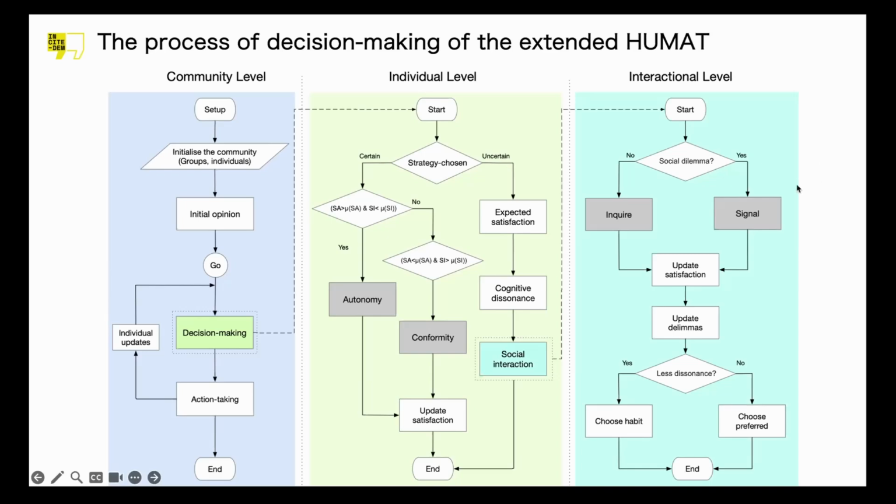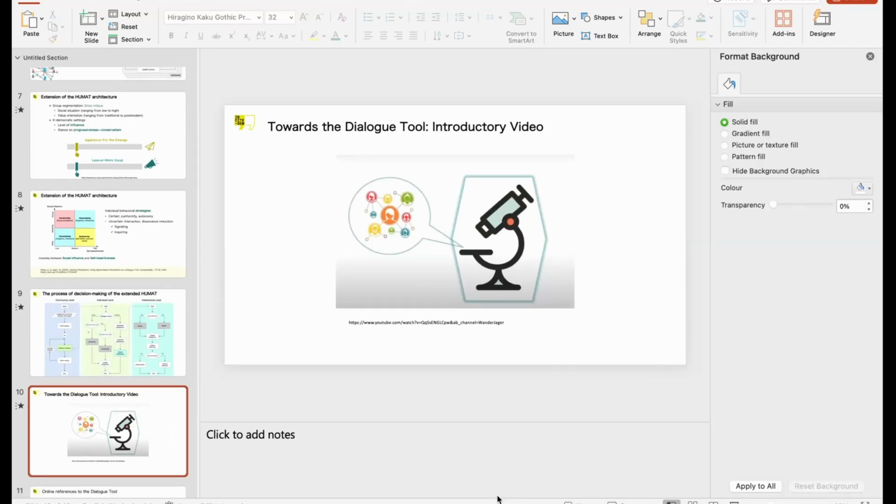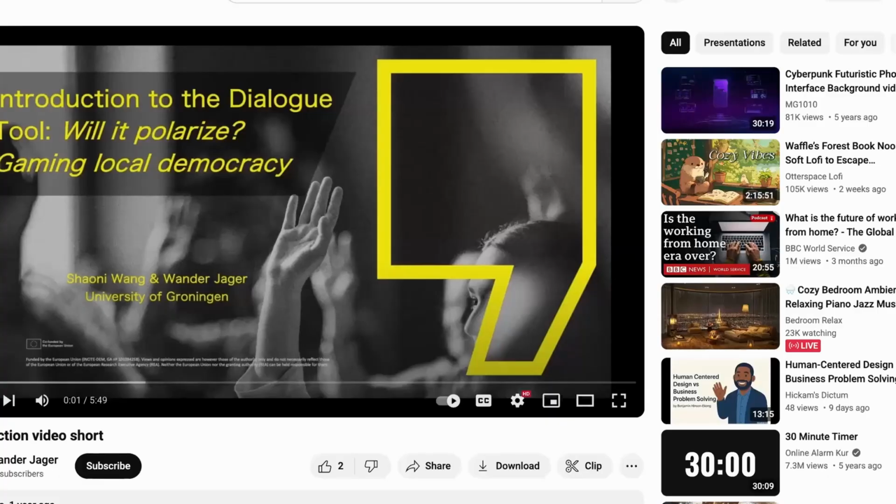For each dilemma, they will have a corresponding strategy to reduce dissonance and to solve the dilemma. And then the attributes or the satisfactions of the individuals will be updated, and then they will go into another cycle of this process. So here is basically the process of decision making. And we prepared a short introductory video to introduce the dialogue tool. So I will share the video with you. From this short introductory video, you will quickly get the idea behind the dialogue tool and how the dialogue tool is used in the process.